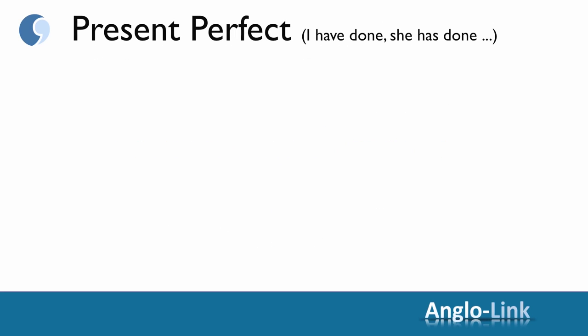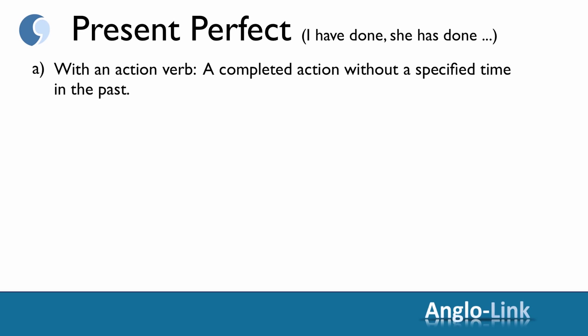Okay, from present perfect continuous we moved on to present perfect. I have done, she has done, etc. Now you have to be careful with present perfect, whether you're using it with an action verb or a state verb. Let's look at the usage of the present perfect tense with an action verb. When you use this tense with an action verb like sit, go, come, dance, etc., it indicates a completed action, but there is no time specified in the past.